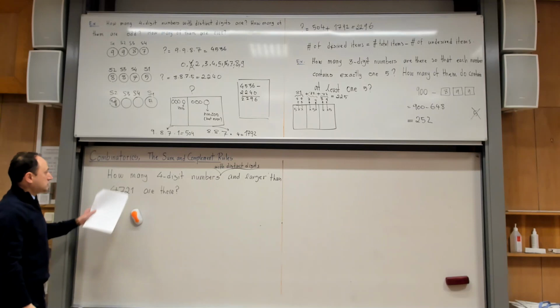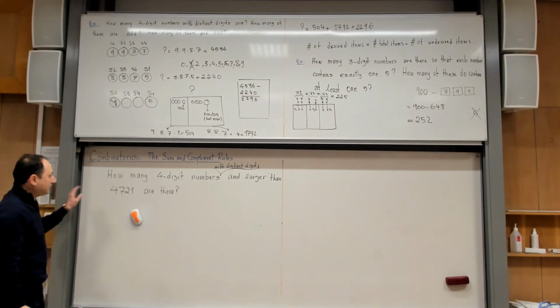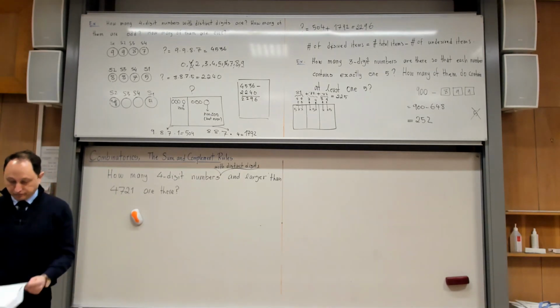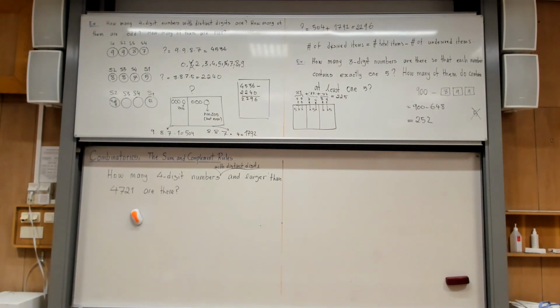So, I am interested in 4-digit numbers with distinct digits and larger than this particular number, 4,721. I want to pause recording and give you a little bit of time to think about this problem. It is not hard, but you need to consider some cases. Again, if you want to, the people at home, if you want to write something down: 4-digit numbers with distinct digits larger than 4,721.